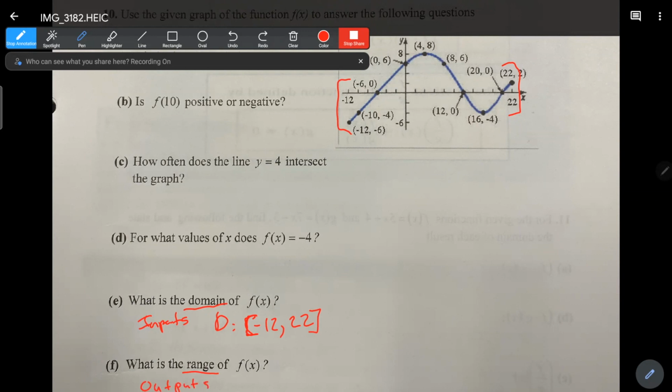And then the range, remember the range is the set of outputs. The lowest we go in the y value as far as our outputs are concerned is negative 6, and the highest we go is 8. So the range is from negative 6 to 8.